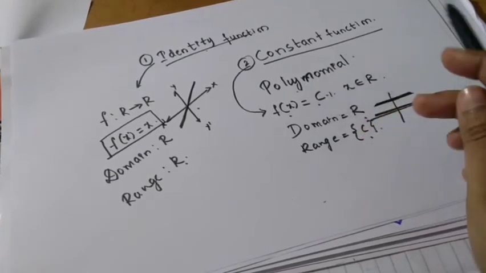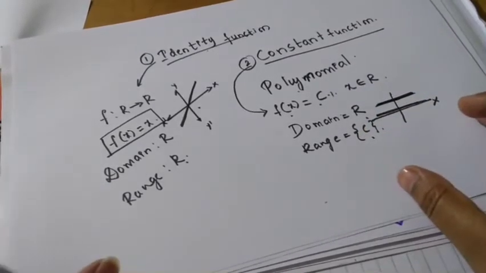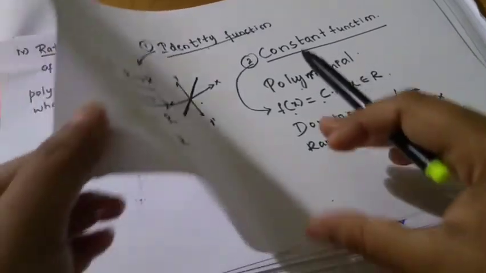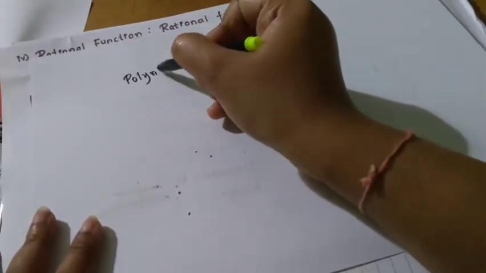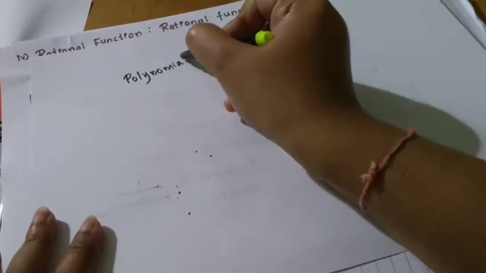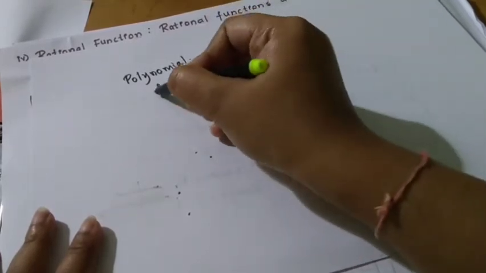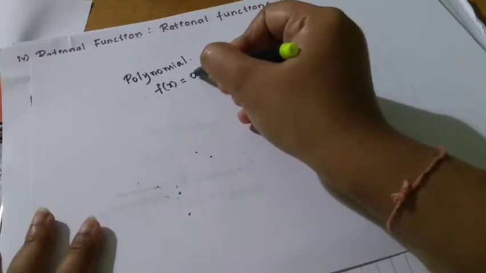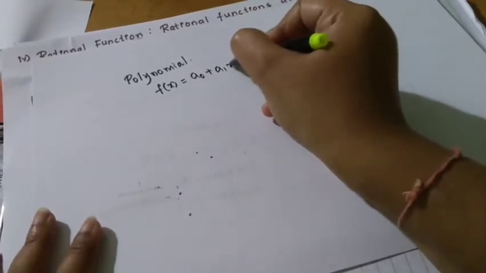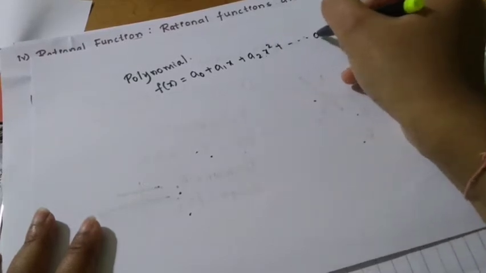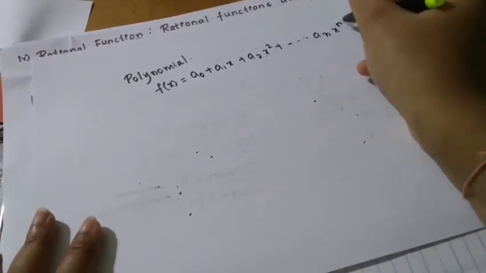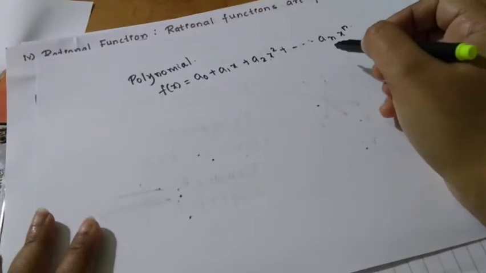Next, polynomial function. So for polynomial function, we don't have a definite graph. We had studied polynomial function using two things. How do you define polynomial function? f of x is equal to a0 plus a1x plus a2x square up to an x raised to n. This is how you define polynomial function.